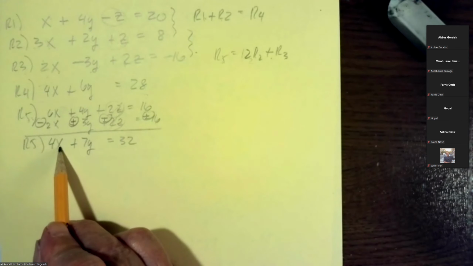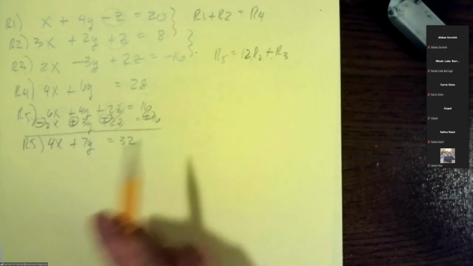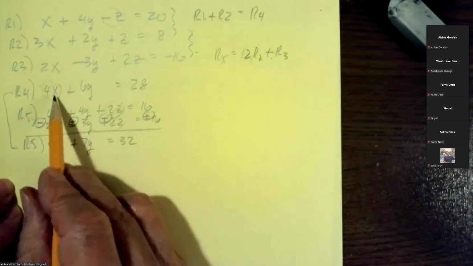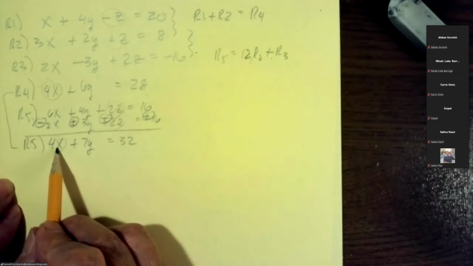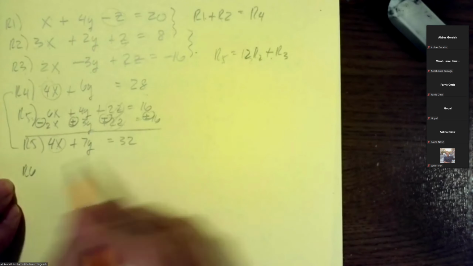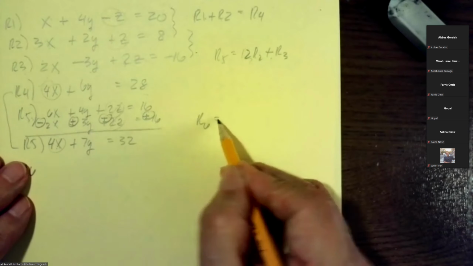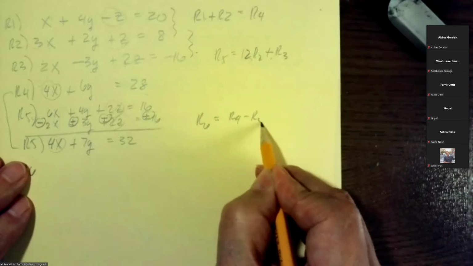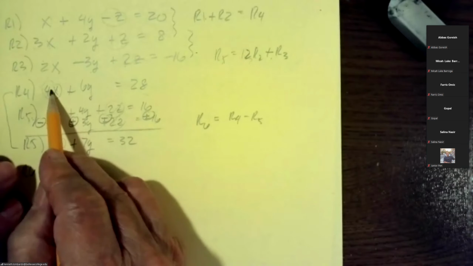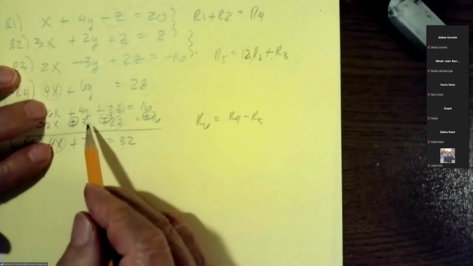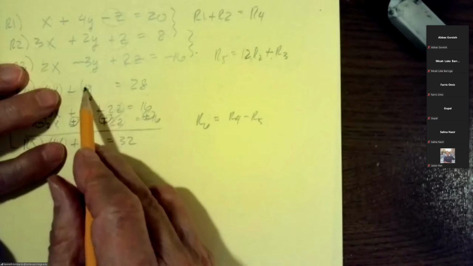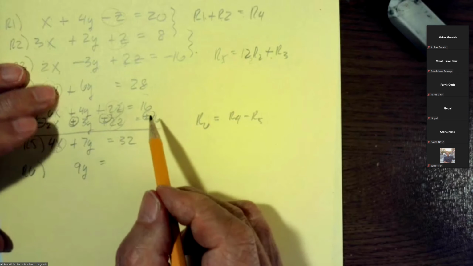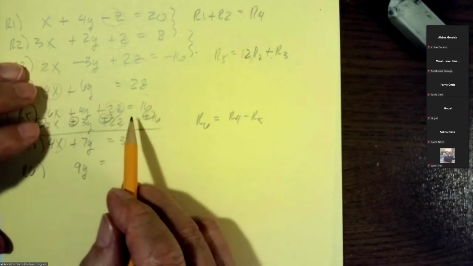Okay, so now I have x's and y's. That looks pretty good. It looks like I could combine row 4, which has 4 of the x's, and row 5, which has 4 of the x's. I could say row 6 is what I get when I take row 4 minus row 5. So 4 minus 4, the x's go away, and the y's become 6 and 3. That's 9y. Z's are gone, and so I get 32.